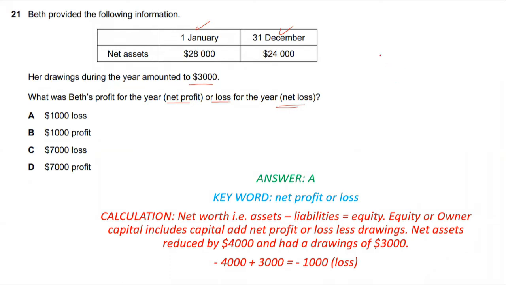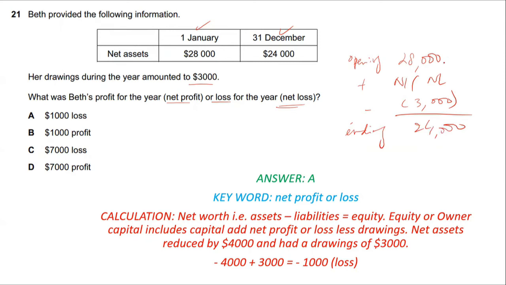Net assets at the beginning were 28,000, and at the year end they were 24,000. So there was a change of 4,000. Our beginning net assets was 28,000. We would add either net income or net loss, minus the drawings, which were $3,000, and then our ending net assets were 24,000. You would just do the reverse math in here, and you would get a net loss of $1,000. Hence the answer to multiple choice 21 is option A.